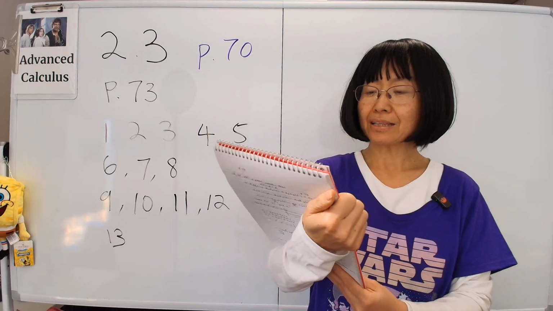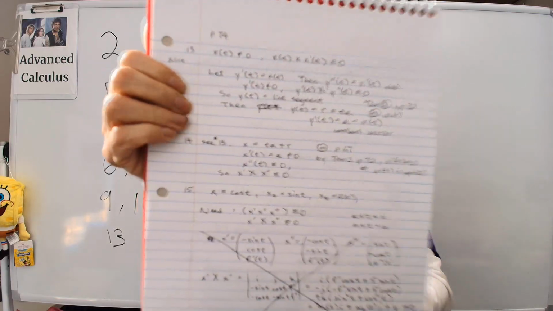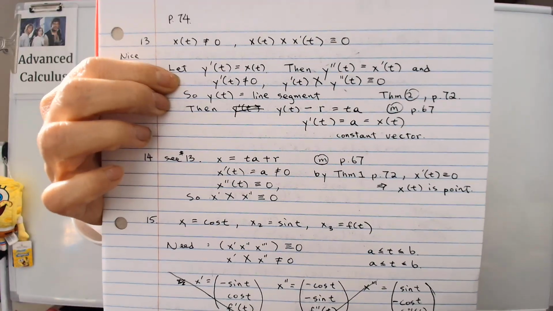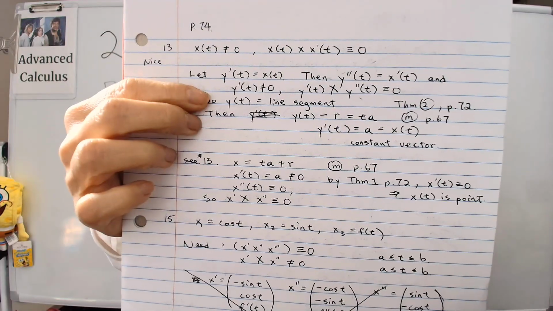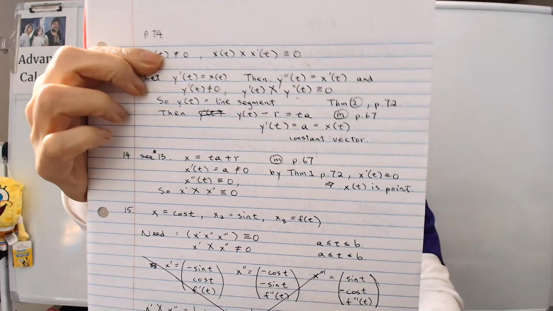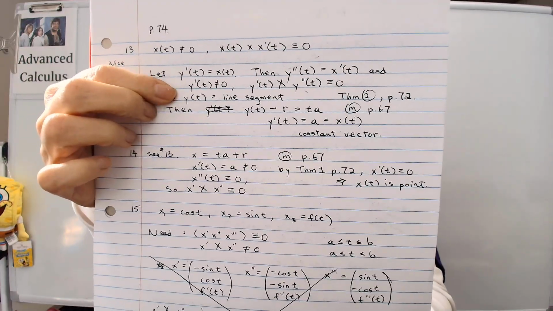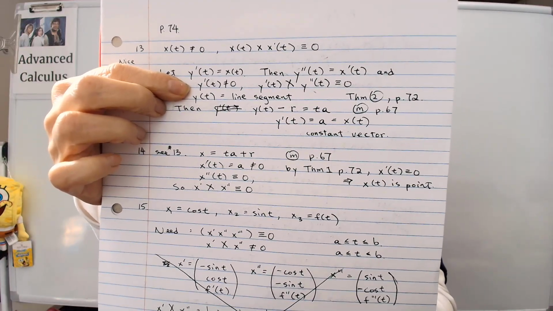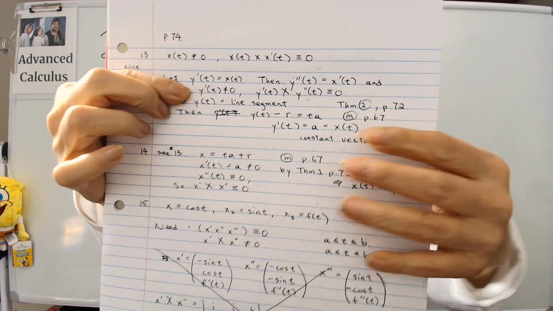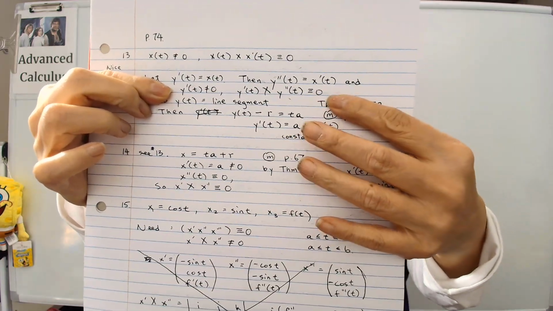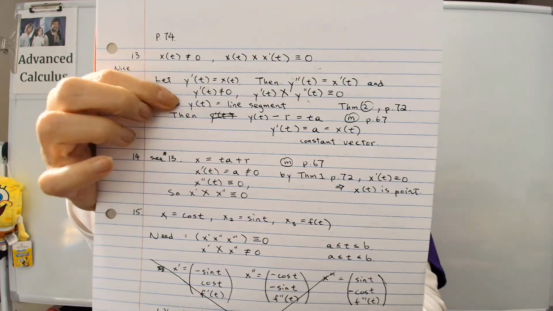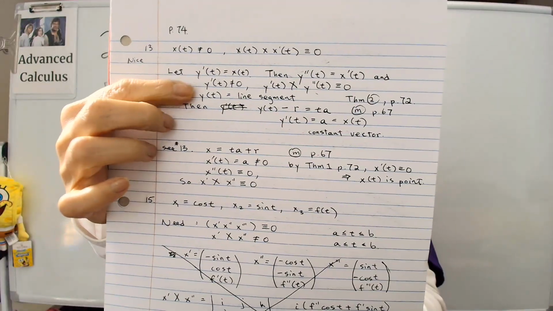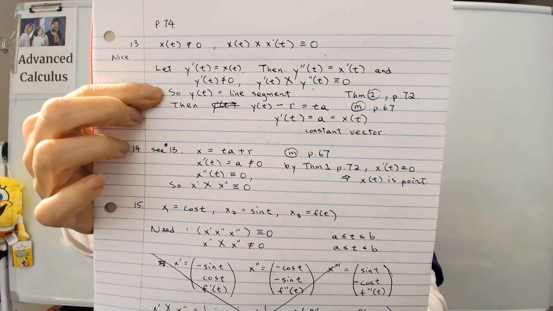We will let y prime equal to some y of t such that y prime is equal to x of t. Then we can use theorem 2, because y double prime will be equal to x prime, and y prime is not 0 because x is not 0, and y prime cross y double prime is identically 0, given, and also satisfies theorem 2. Therefore, by theorem 2, y of t is a line segment.